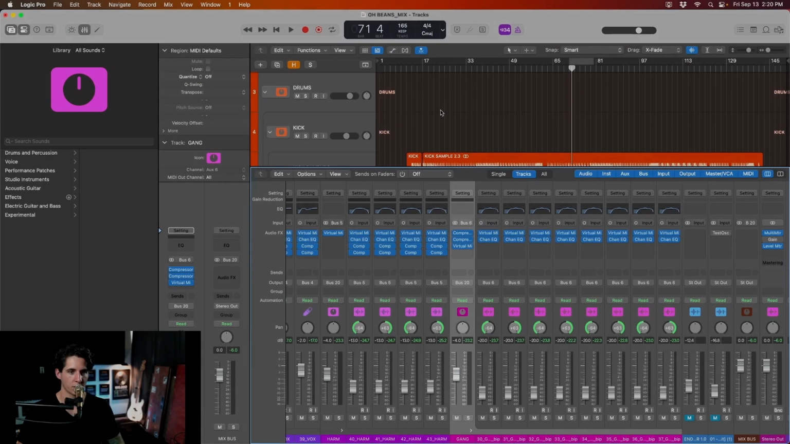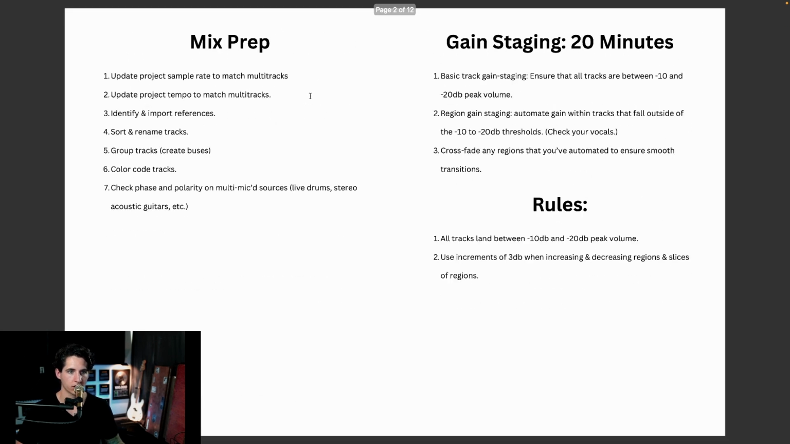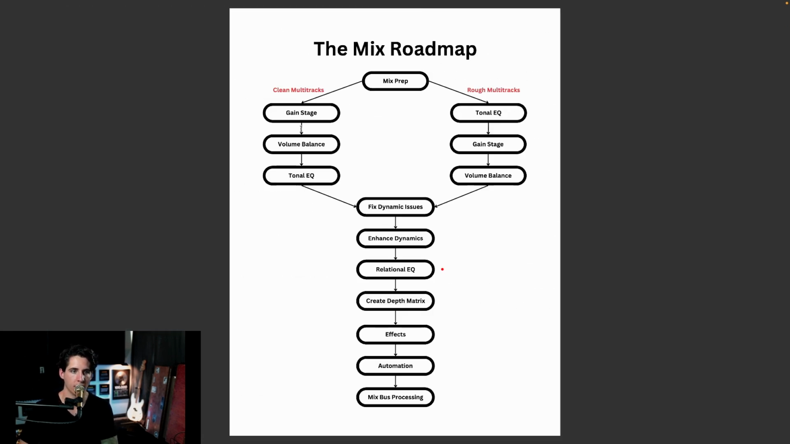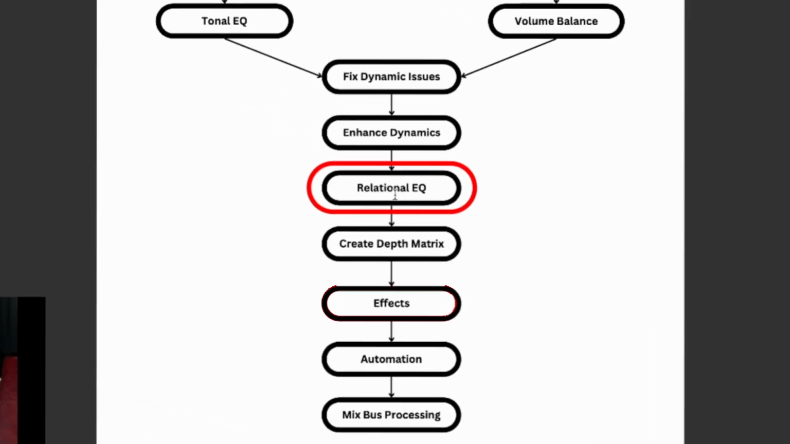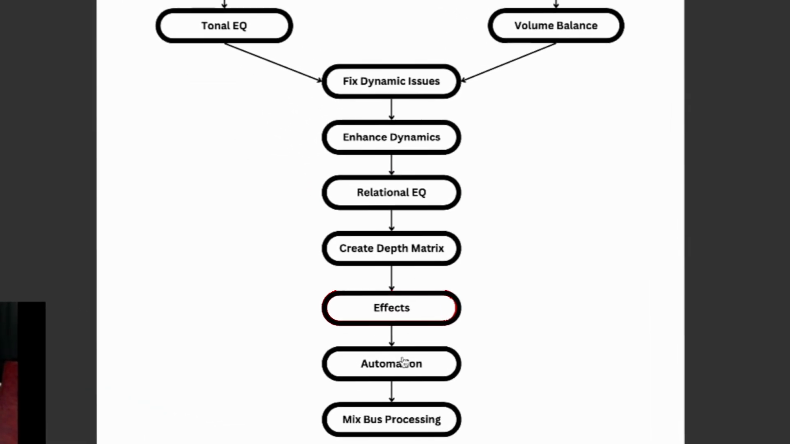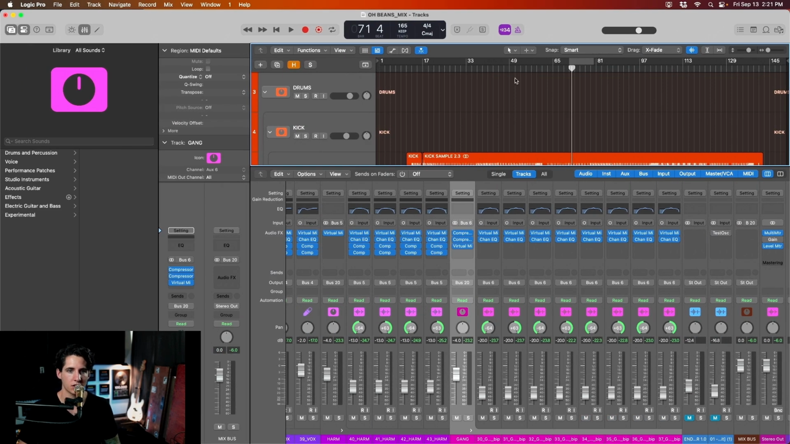All right, so we're finally moving on to the last stage of EQ, which is relational EQ. So let's go all the way back to the beginning here, and we've come all the way here to enhancing dynamics. Now we're on to relational EQ. So we're almost to the fun stuff, which is the effects, but we're very close to finishing up this mix. So let's dive into the relational EQ.